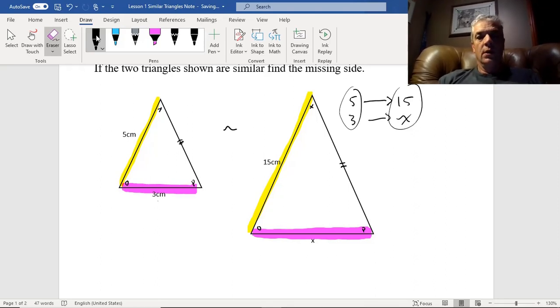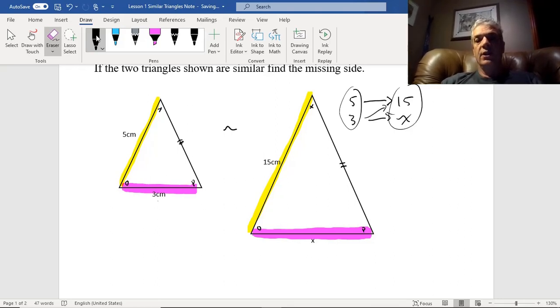It's very important. Now, we don't have an equation here. We just have a series of lines that are saying 5 goes to 15, 3 goes to x. And we can use this to create an equation by doing a cross multiplication. So we take the x and multiply it by the 5, and we say that will equal the 3 times the 15. So we do this thing called cross multiplication. And so this is 5x will then equal 3 times 15.